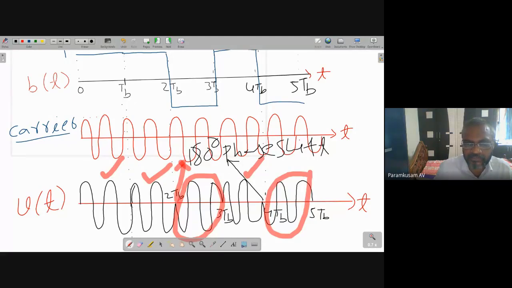There is 180 degrees phase shift. Okay. So this is about binary phase shift keying waveforms. Now we come to the block diagram. Again, open the waveforms. Shall I go ahead?